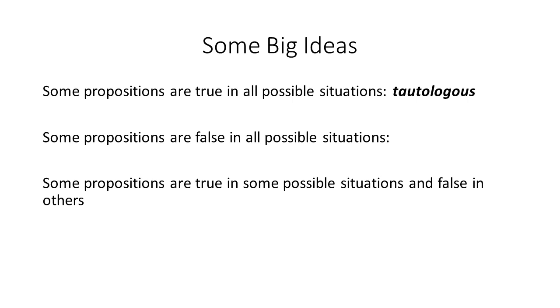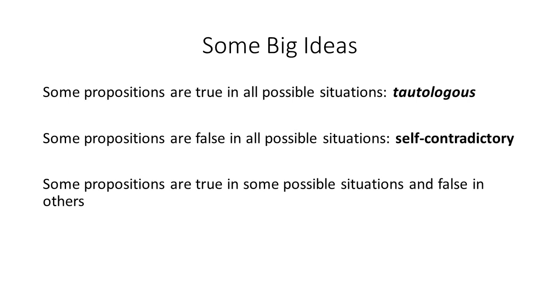Okay, so we have special names for these. The propositions that are true in all possible worlds, we'll say that they're tautologous, or that they're tautologies. Tautologous is the adjective, and tautology is the noun form. For propositions that are false in all possible situations, we'll say that they're self-contradictory, or that they're self-contradictories. And finally, the propositions that are true in some possible situations and false in others, we'll say that they're contingent.